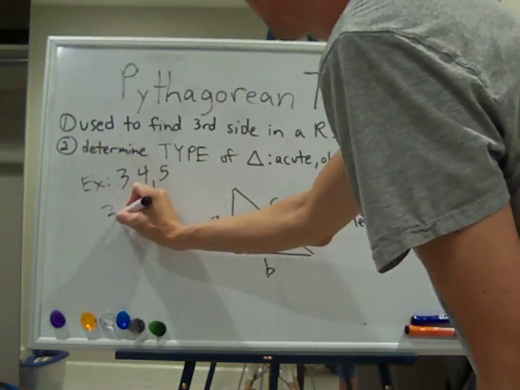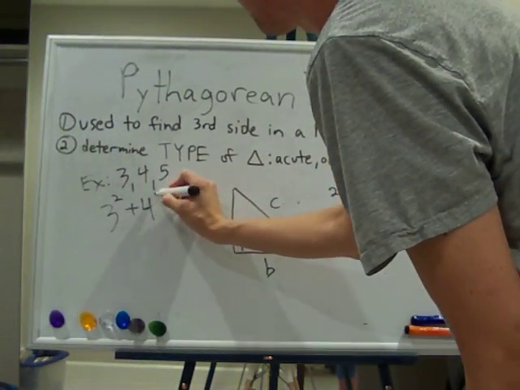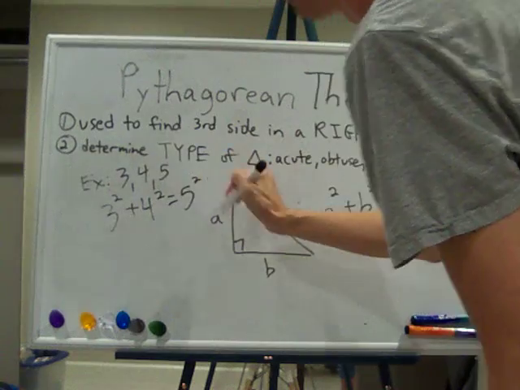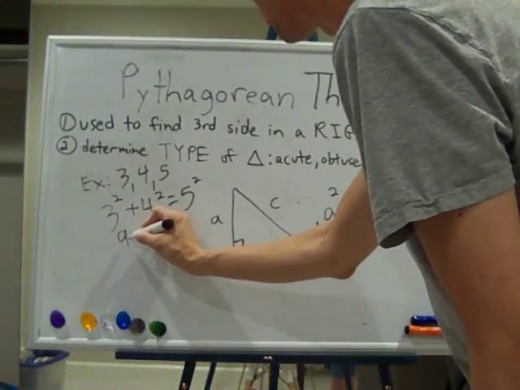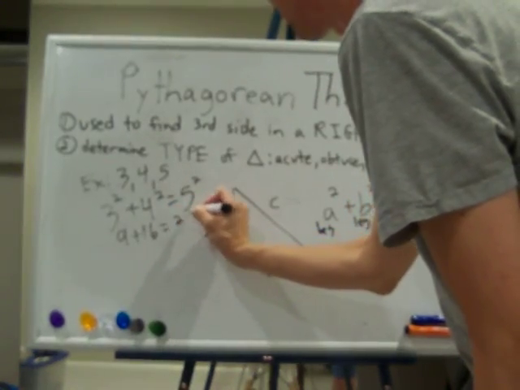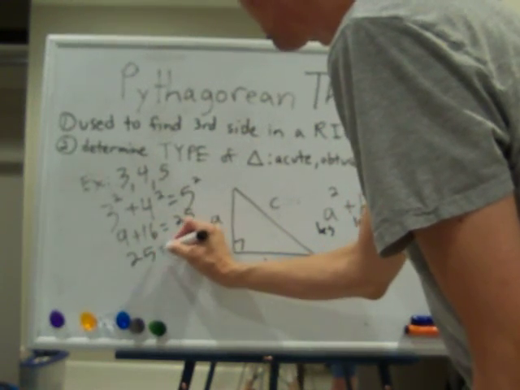So we do 3 squared plus 4 squared equals 5 squared, right? And so are we going to get a true statement? 9 plus 16 equals 25. Is that true? 25 equals 25.